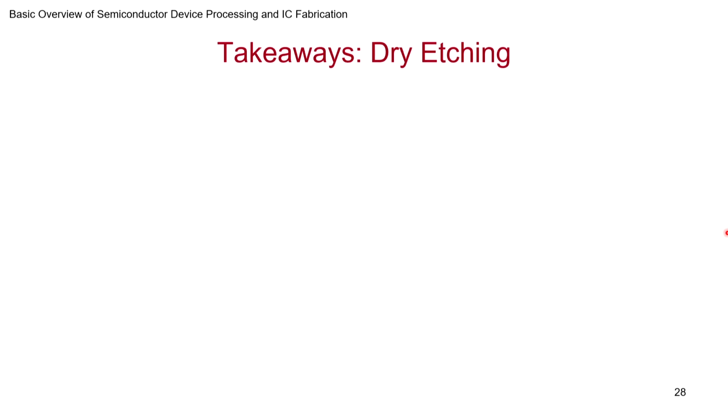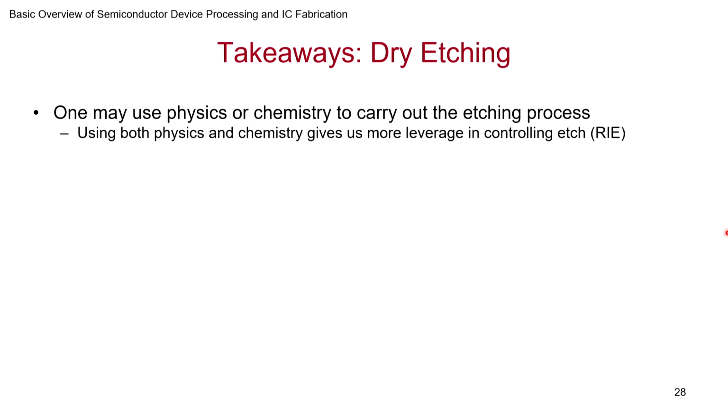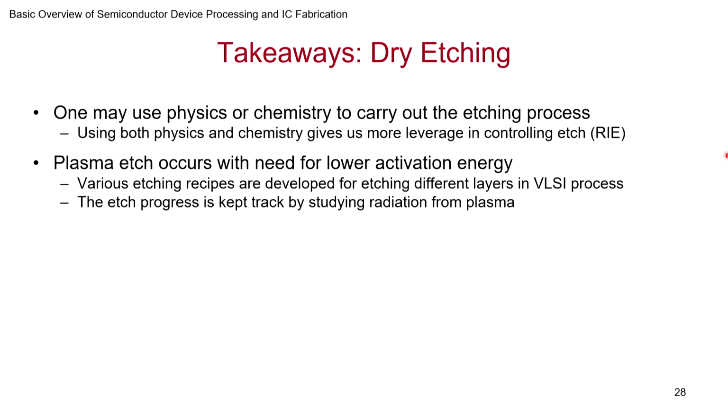So let's take the takeaway of dry etching. One way is to use physics or chemistry, and one way is to use both physics and chemistry to carry out the etching process. We have not talked so much about the physics process, which is similar to sputtering. I have not discussed it much. But here, mainly etching is done by chemistry, PECVD, or by RIE. Using both actually gives more leverage, and you can end up controlling better.